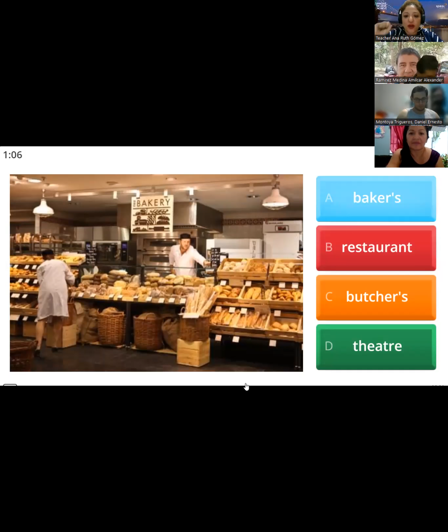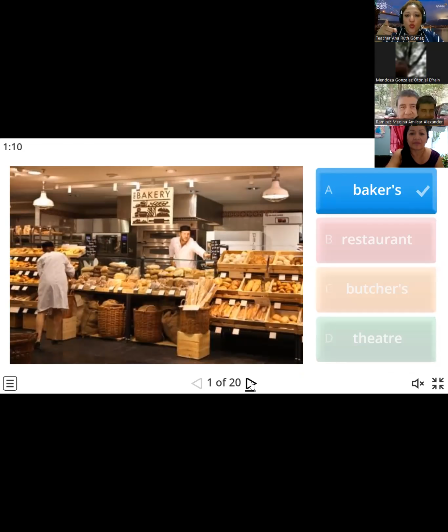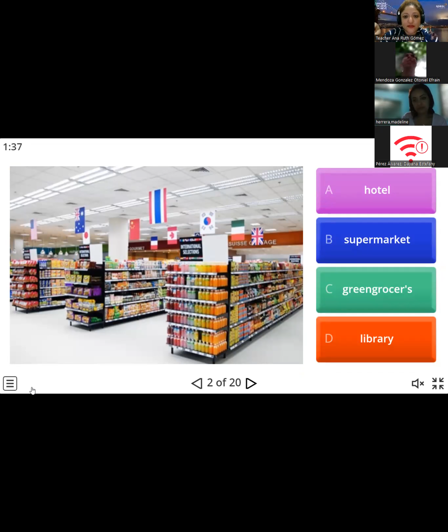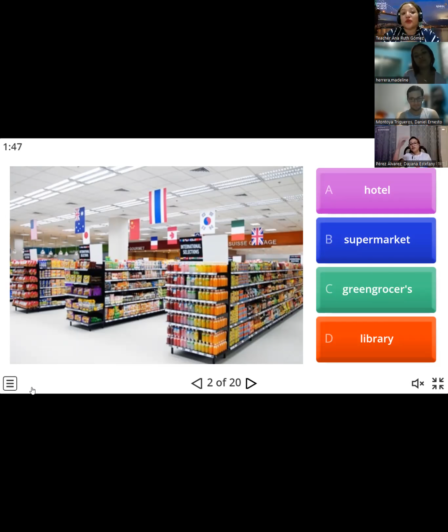All right, very good. Now what? What about this one? What place is it? It is supermaker. Everybody, what place is this? Tell me the complete sentence. It is a supermarket. All right. Very good. Excellent. It is a supermarket. So it's letter B. Very good. What about the next one?